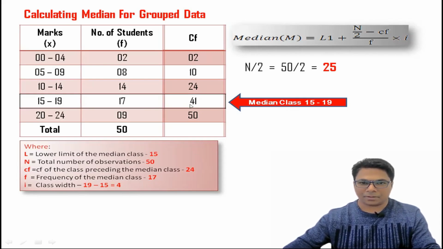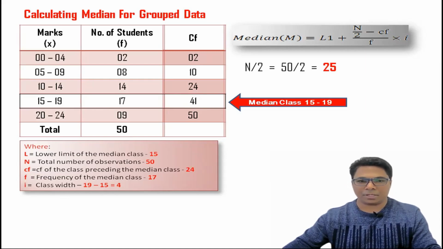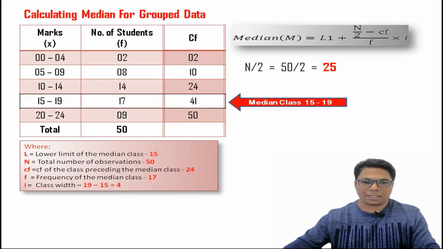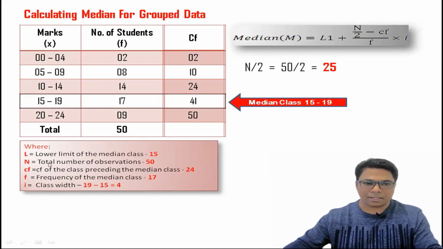F, if you see the F in the median class, F is nothing but 17. Then I is nothing but the difference between the class interval, that is 15 to 19. So the difference is 4. That is nothing but the interval. Interval is nothing but I. So we are able to find what is L, what is N, what is F, what is I.